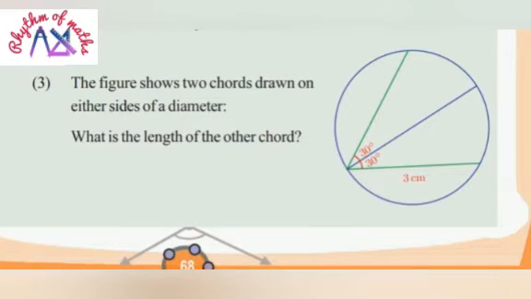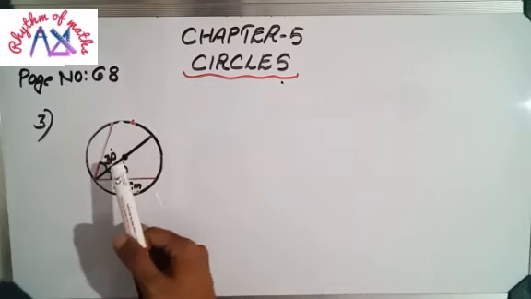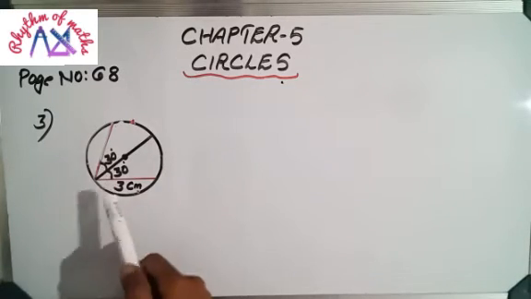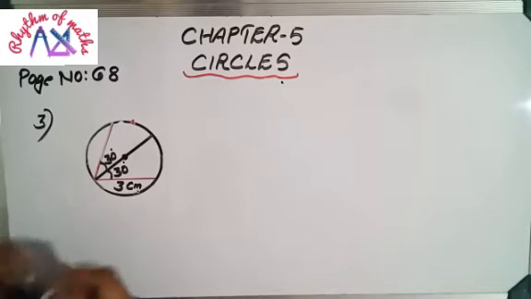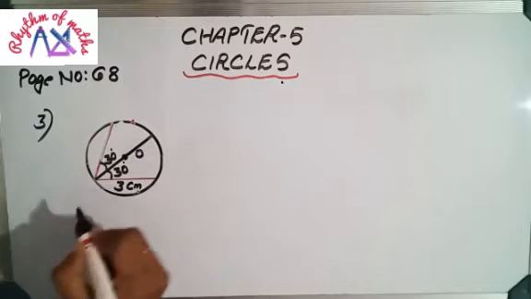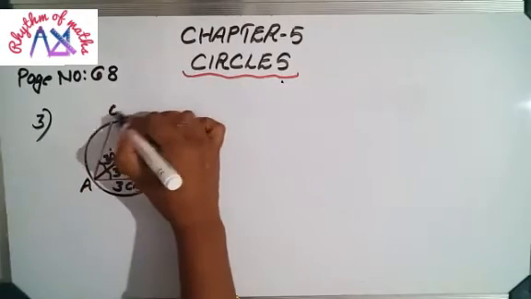Next, question number 3. The figure shows two chords drawn on either side of a diameter. What is the length of the other chord? Here in a circle we have one chord, and on both sides we have two chords. Let's mark the center point as O, the first chord as AB, and the next chord as AC.